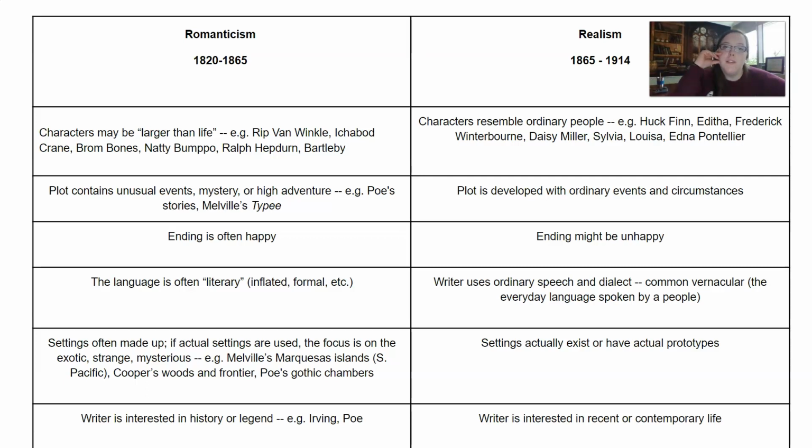So plot is ordinary. There's nothing really all that exciting in terms of action. It's not a Michael Bay film, okay? Romantics like happy endings. They like their main character to prevail. Because real life doesn't have a happy ending all the time, realism reflects that. Romantic literature has inflated, formal, literary writing that sounds difficult to read. Realism is ordinary, dialect, common vernacular.